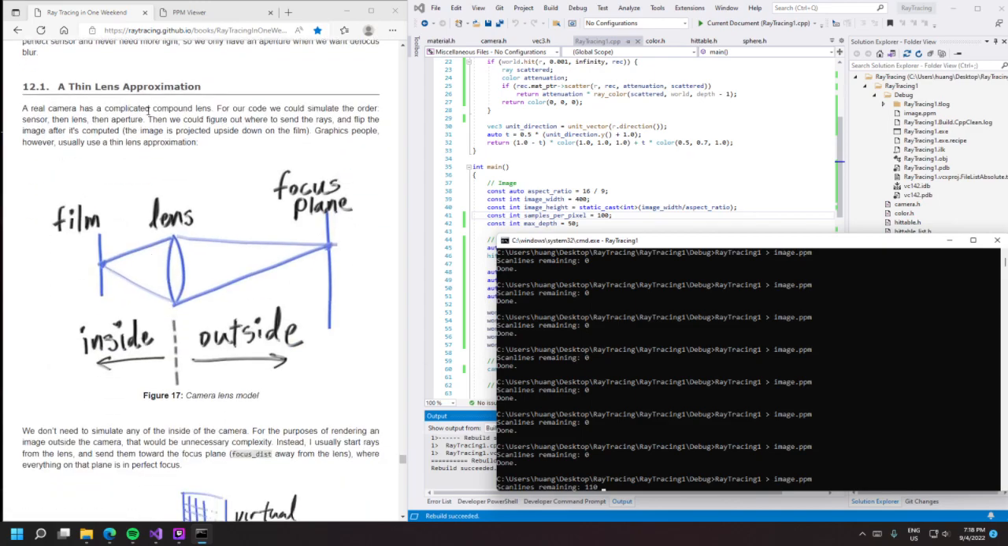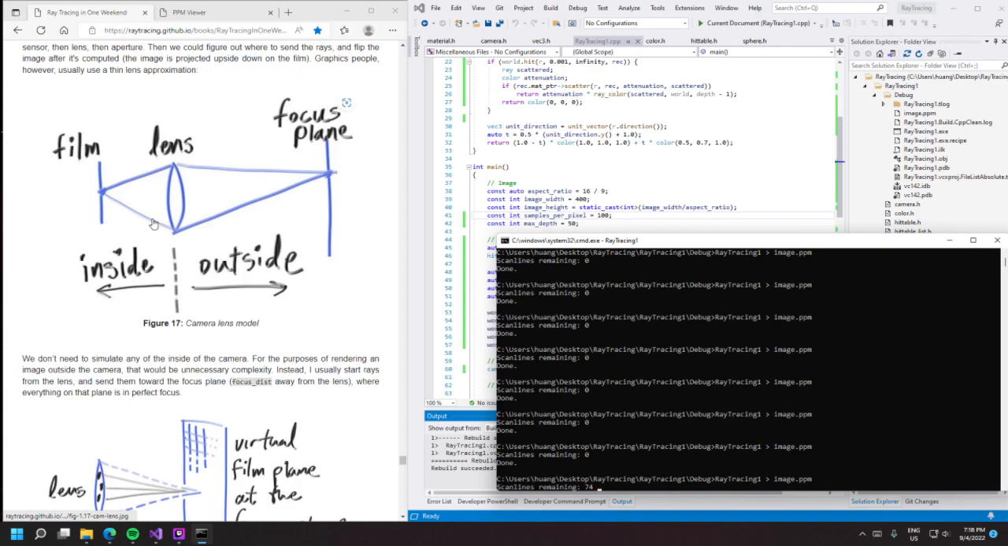A real camera has a complicated compound lens. For our code, we could start by simulating the order: sensor, lens, and then aperture. Then we could figure out where to send the rays and flip the image. Graphics people, however, usually use a thin lens approximation. So this is the film, the lens, the focus plane.